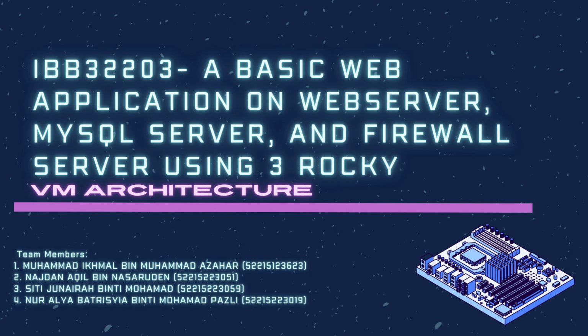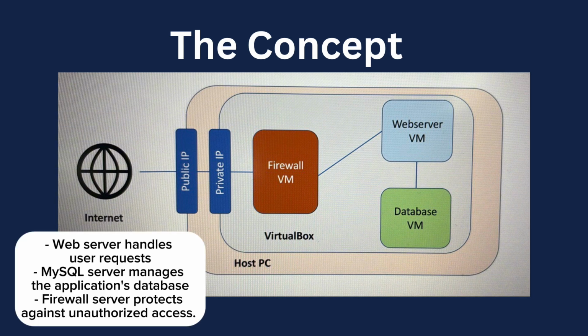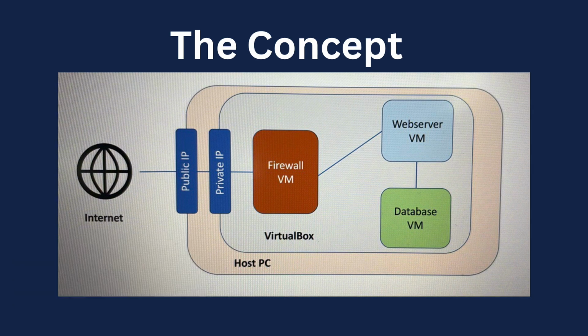So, let's get started. This is a concept of 3VM Linux architecture for a basic web application utilizing a web server, MySQL server, and firewall to provide a structured and secure environment. As we learned during the classes, the web server handles user requests, the MySQL server manages the application database, and the firewall server protects against unauthorized access. This setup allows for scalable and secure deployment of a web application. So let's see how this project works.